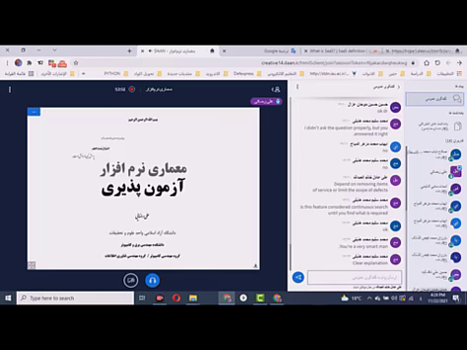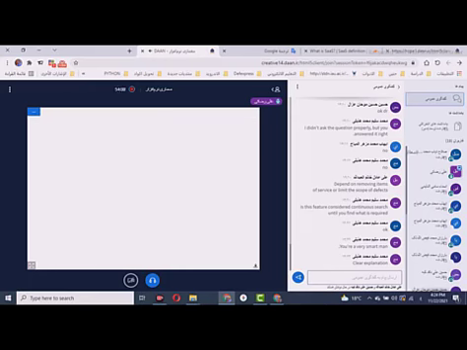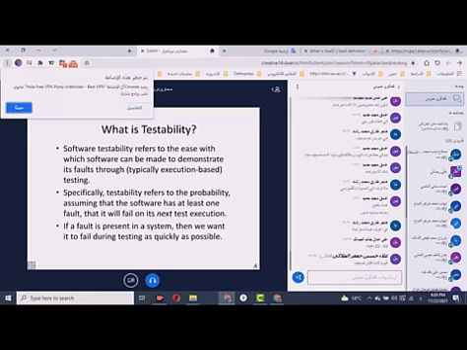Okay, I think we need a break, and after the break, we can continue today's session. The next thing we want to talk about is testability. Okay, let's continue. In the remainder of this session, we want to talk about testability.